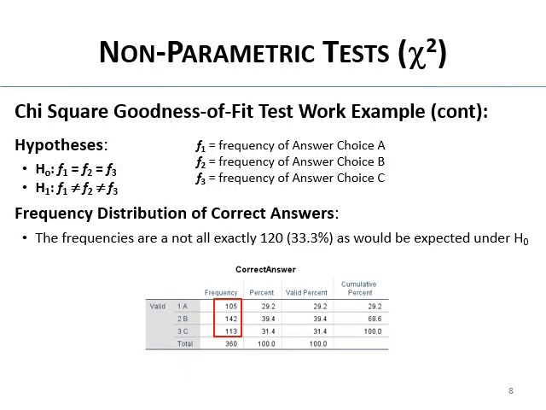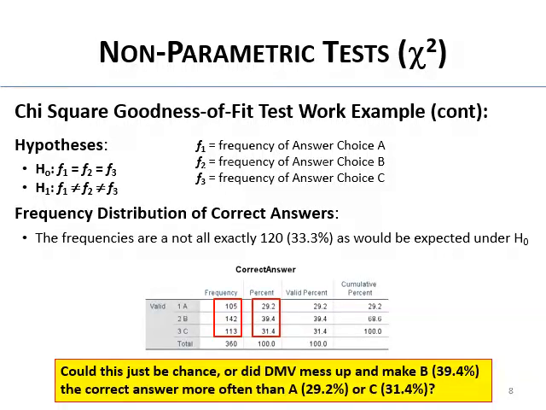Excuse me, and the frequencies are not all 120 with 33%, as would be expected if the null hypothesis were true, that the frequencies were all equal. So even when you randomly do things, they differ by chance. You learned that earlier in the semester. So are these differences from 120 big enough that there's no way they're just a chance difference? We screwed up basically, because it looks like B is the correct answer 39% of the time, and that's more than A at 29 and C at 31.